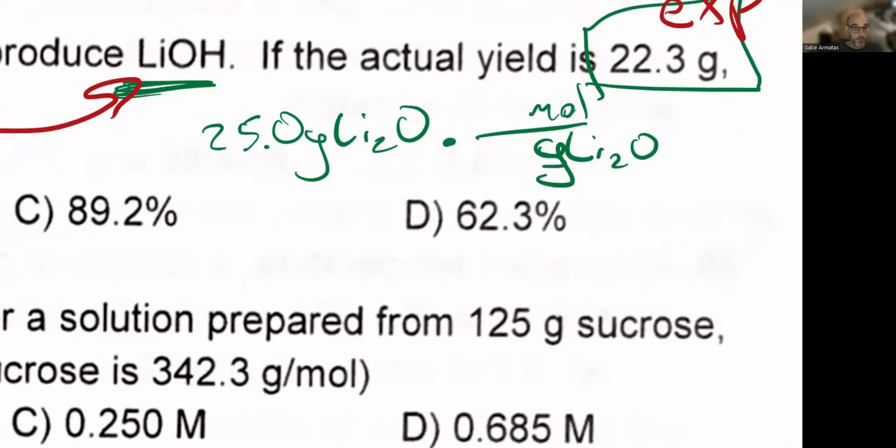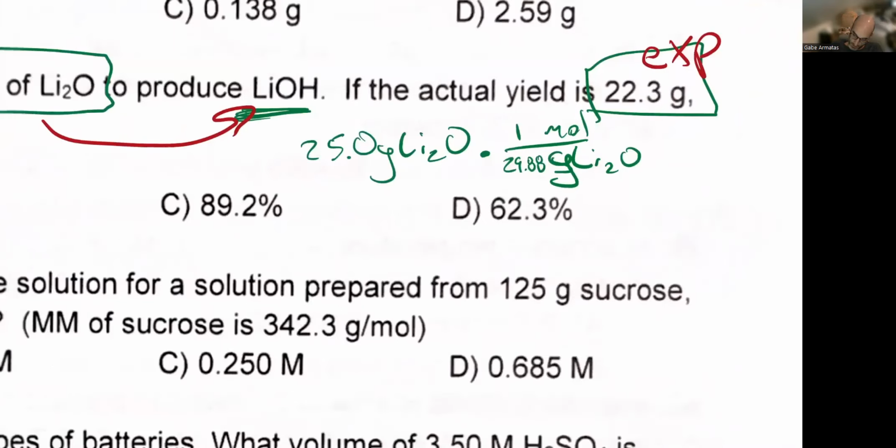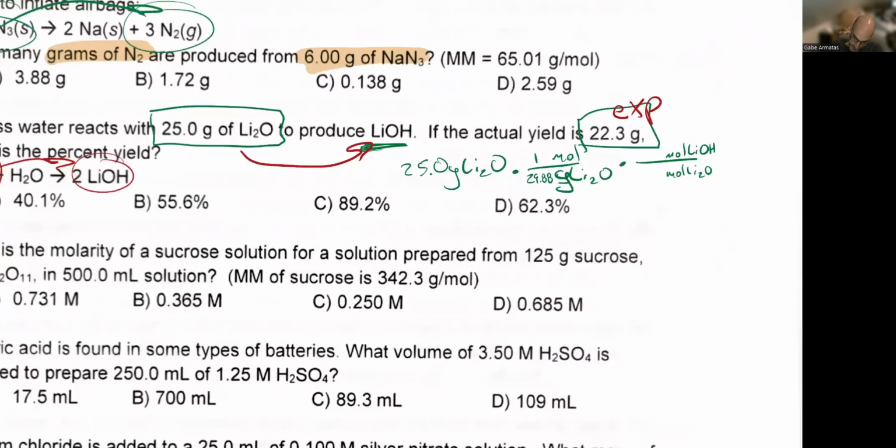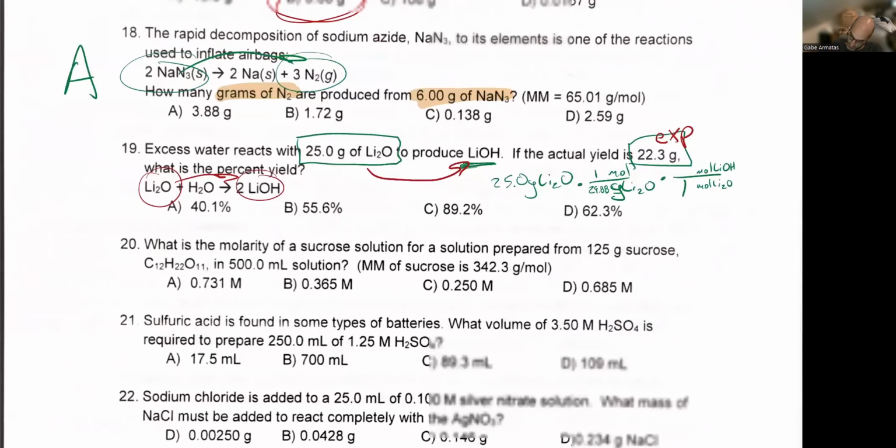Let's see here. Lithium, so 6.94 for the lithium times 2 plus 16 gives me 29.88. So 29.88, this is the molar mass of lithium oxide. All right. So next we need to go from moles of lithium oxide to moles of lithium hydroxide. And according to the balanced chemical equation, 1 mole of lithium oxide is equivalent to 2 moles of lithium hydroxide. A little more space here.